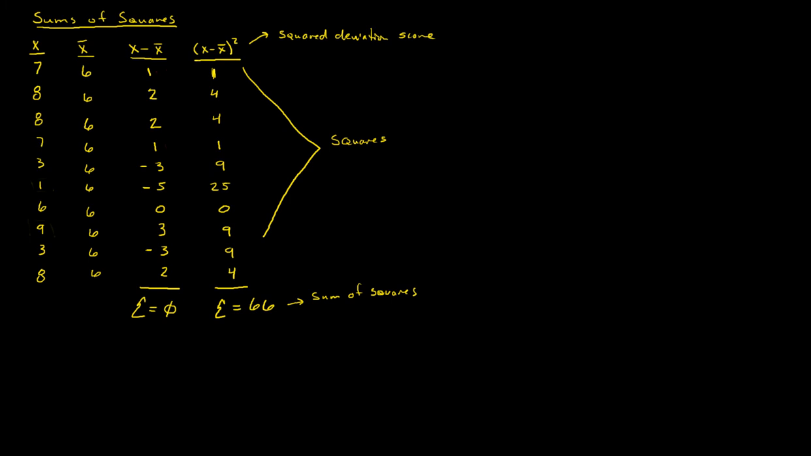Variance and standard deviation are going to be based on this concept right here, where you're going to have a mean, you're going to have a deviation score around the mean. We can't use that because it sums to 0. And so then we get to this fourth column, which is the squared deviation score. We call those squares, obviously, and then we can sum those squares. And in this particular instance, we get 66. 66 equals our sums of squares.